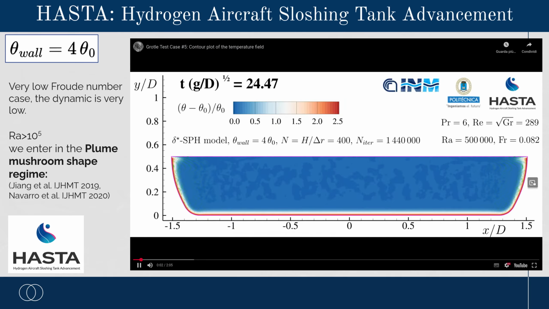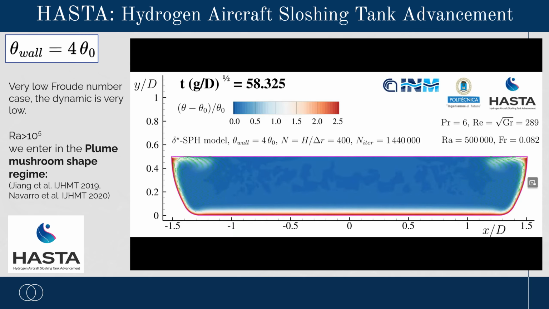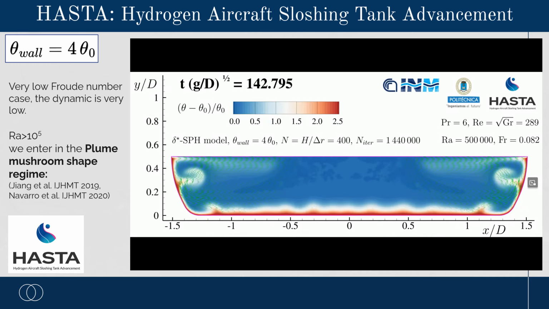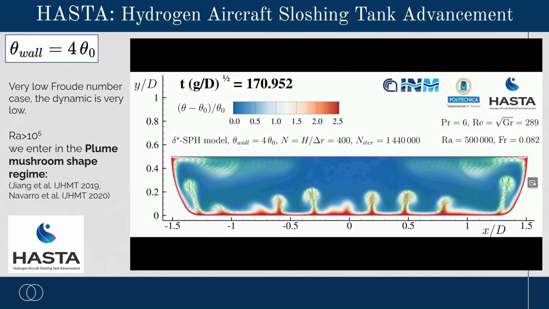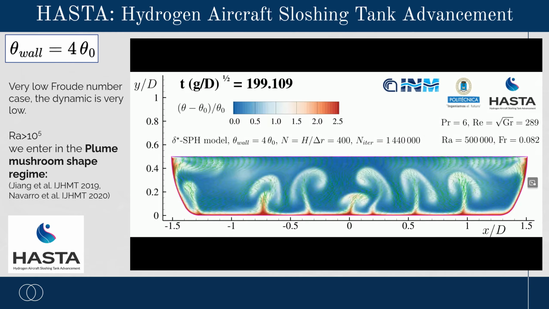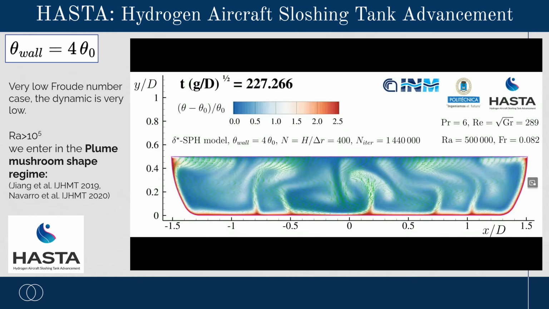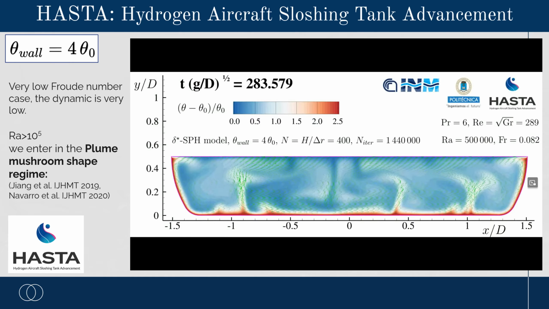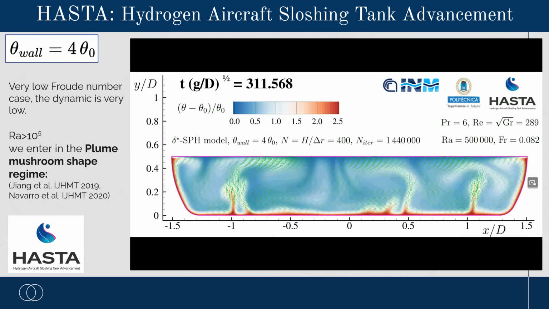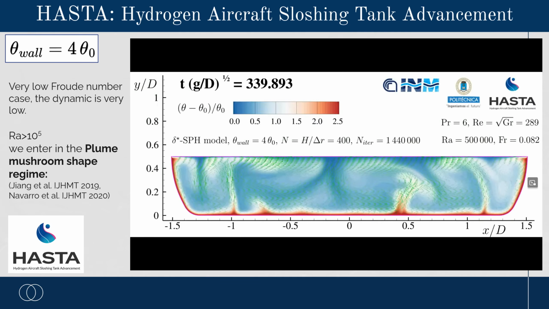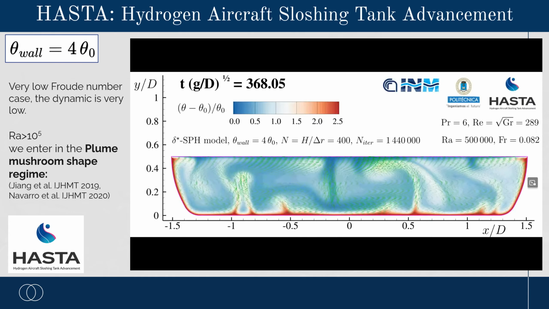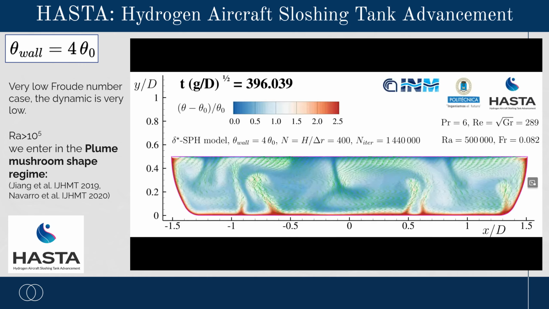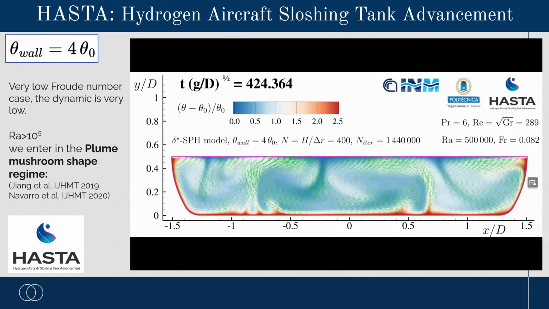In this slide, the video shows a case with a moderate Rayleigh number around 500,000 and a small Froude number of 0.082. The colors indicate the temperature field. You can observe the formation of hot currents, especially along the lateral walls of the tank, which rise upward and are then cooled at the free surface, generating downward cold currents. As a result, Rayleigh-Bénard convection cells develop, and, as expected from the literature, they are in an unstable regime.